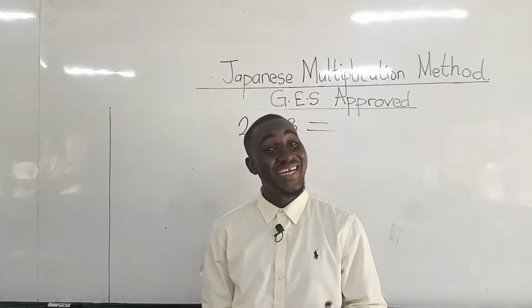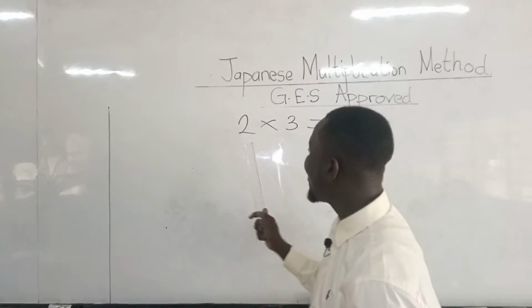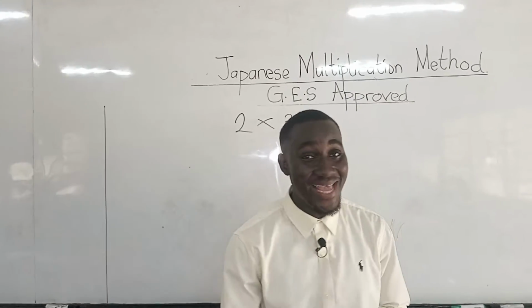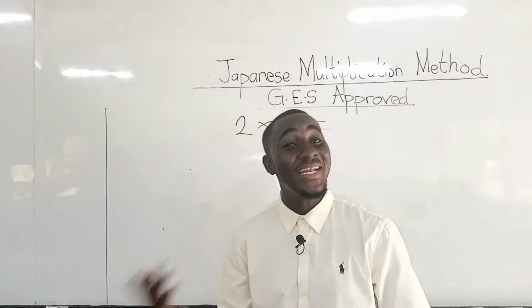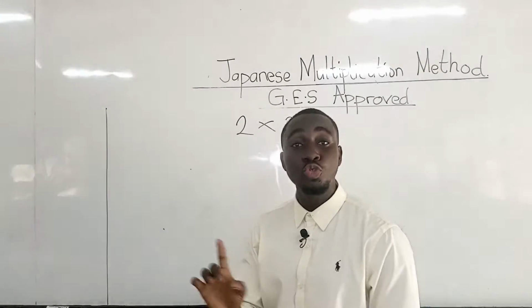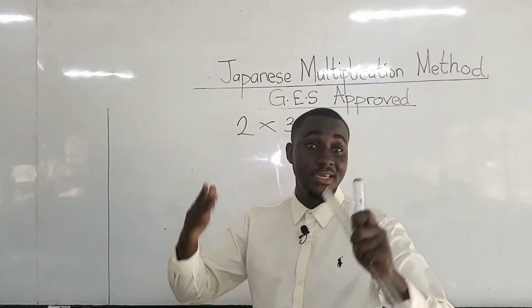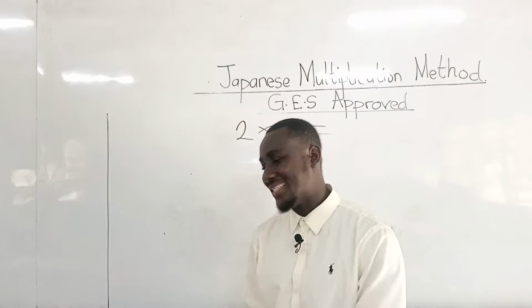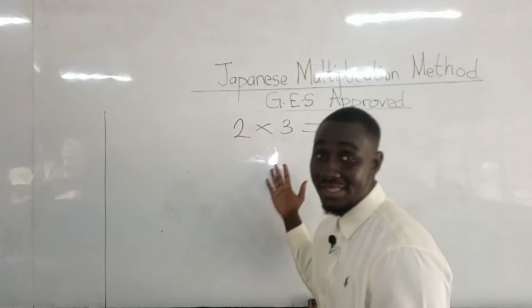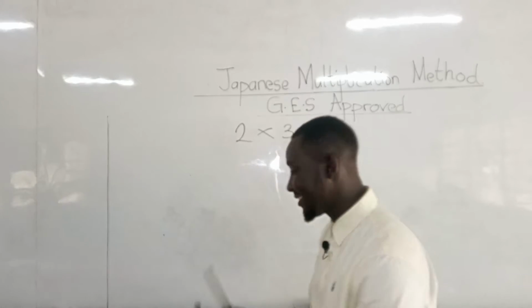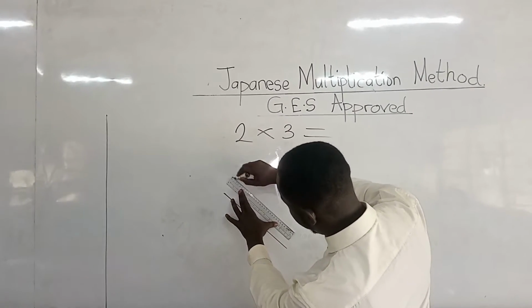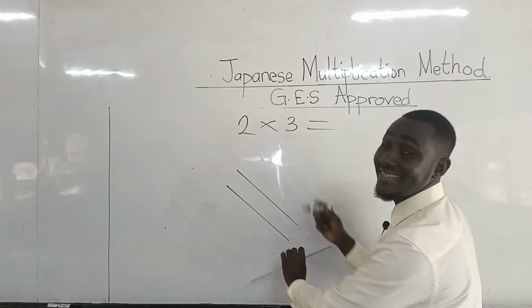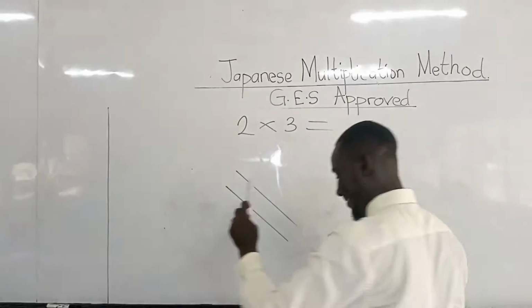Alright, so we are looking at our very first question. 2 times 3. This is a one-digit number multiplying another one-digit number. So what do you do? You draw diagonal lines for each digit number. Let's look at it. So we are having 2 times 3. So you draw 2 diagonal lines, and then 3 diagonal lines.